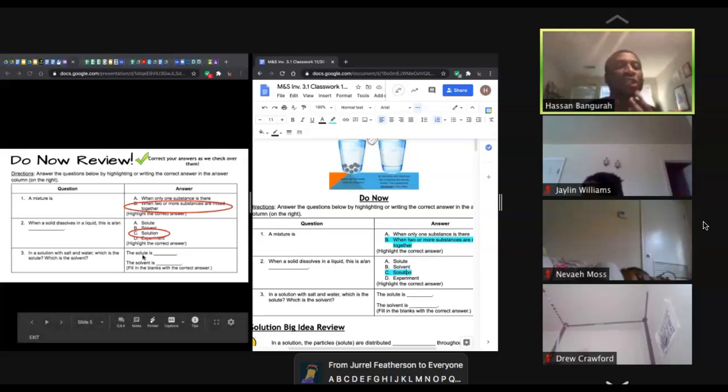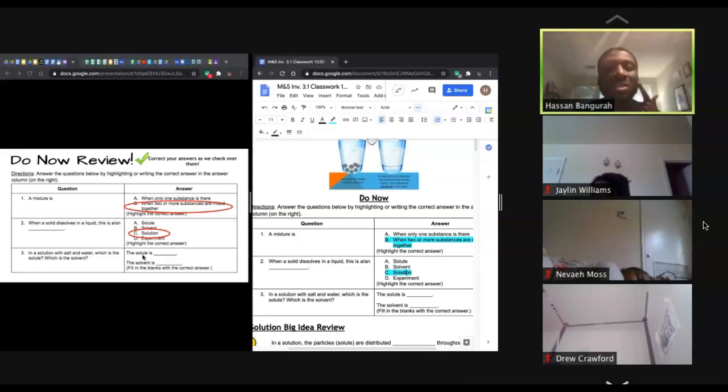So, in a solution with salt and water, which is the solute and which is the solvent? Remember that the solute is a solid, okay? So, which one is the solute? Is it the salt or is it the water? Go ahead and type into the chat.